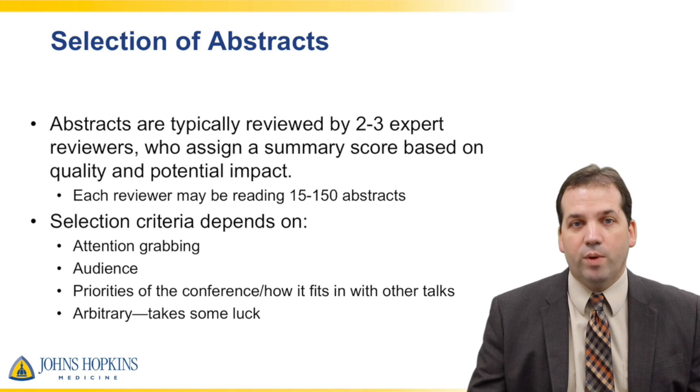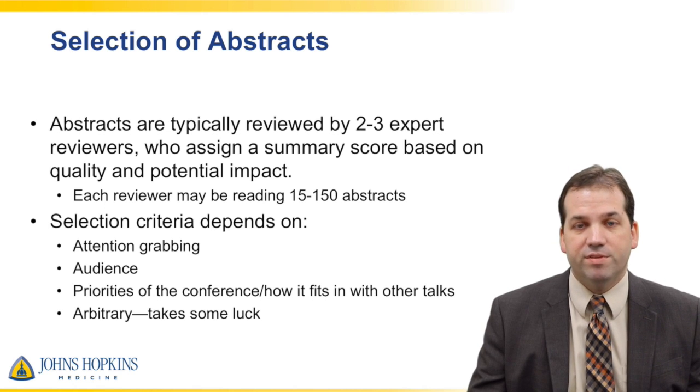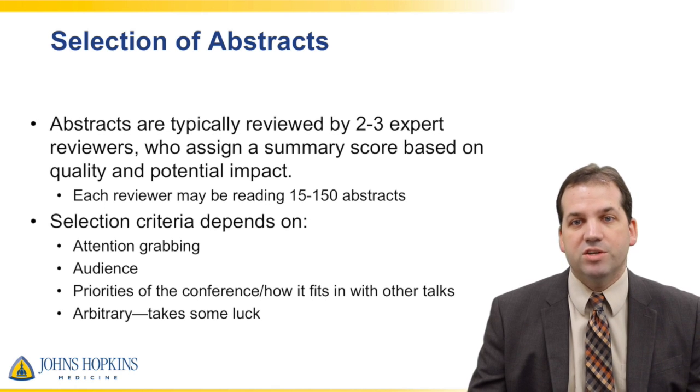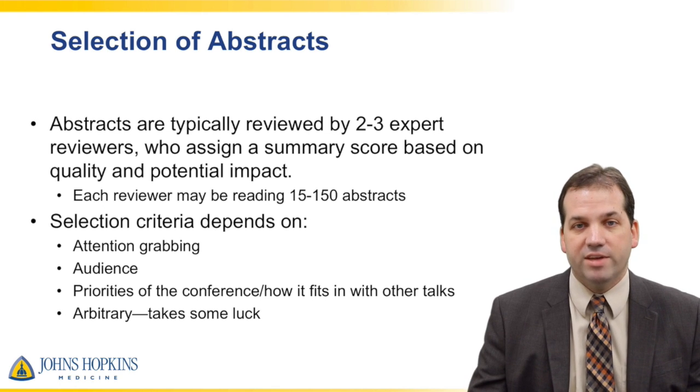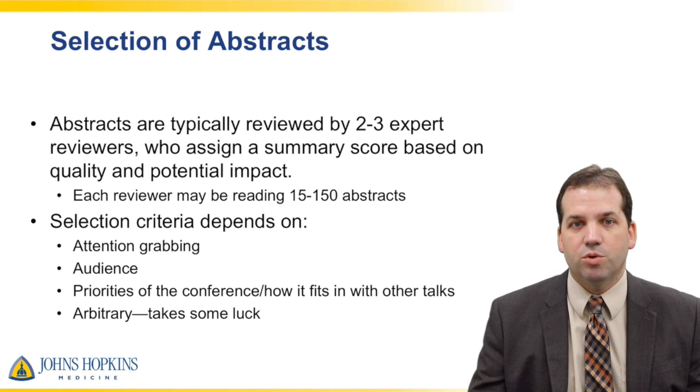Some of the typical ways that we have selection of abstracts. That selection of abstracts, like I said, each reviewer reviews about 15 to 150 of these. And there might be 2 to 3 expert reviewers for each of those. So again, it's going to be 2 different reviewers, each of which have about 15 to 150 abstracts. Each of those 2 to 3 reviewers assign a summary score. That summary score is based on the quality and, again, the potential impact.